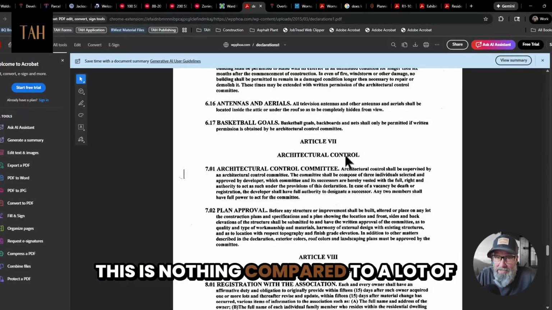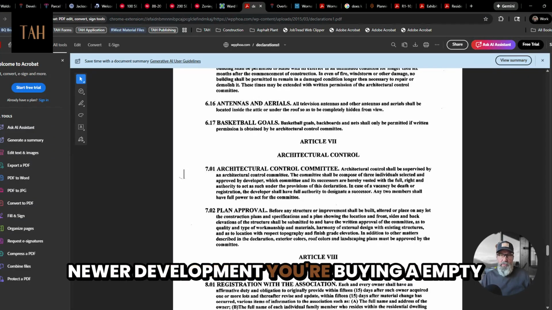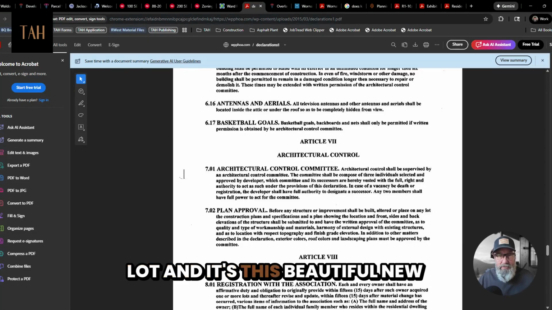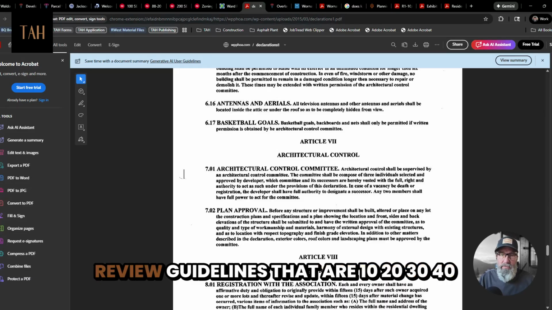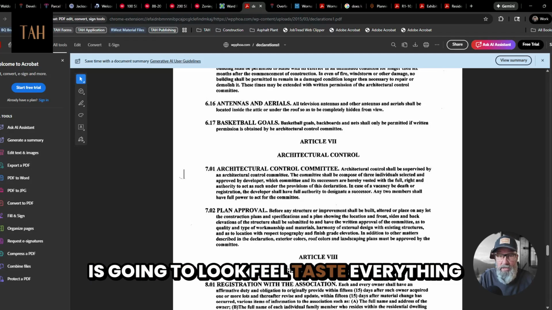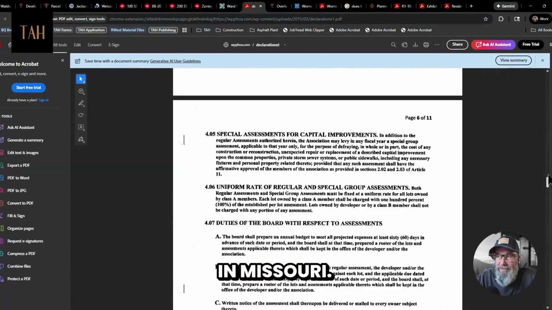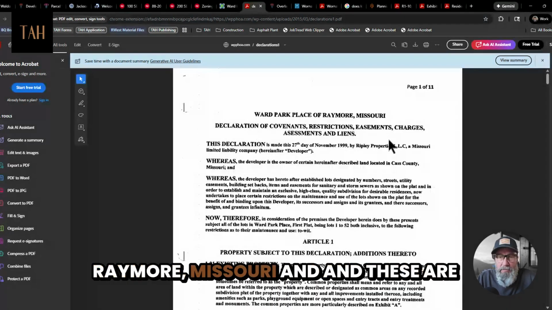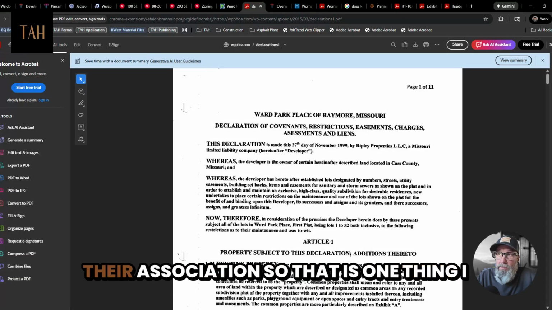Now, this is nothing compared to a lot of developments. If you go into a newer development, you're buying an empty lot in this beautiful new up and coming development, I guarantee you're going to have architectural review guidelines that are 10, 20, 30, 40, 50 pages that will govern how your home is going to look, feel, taste, everything. So this is an example in Missouri. It's called the Ward Park Place of Raymore, Missouri, and these are their declarations for managing their association. So that is one thing I want you to be aware of.